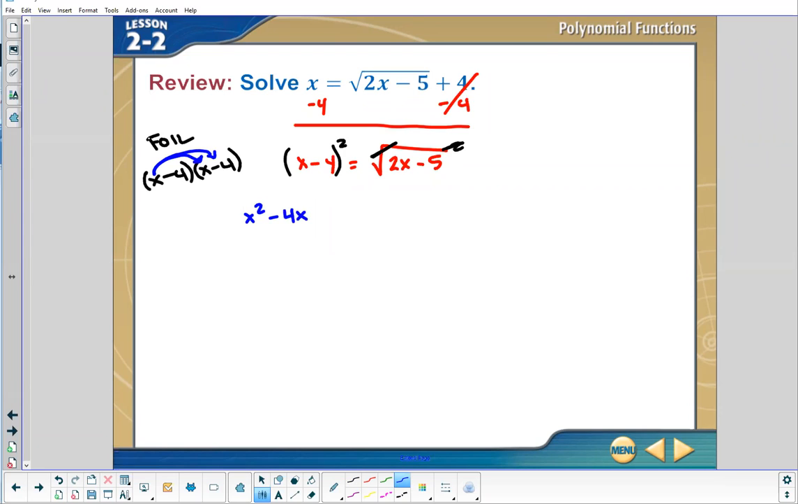And by the way, that was steps F and O. The F stands for first times first in the parentheses. O stands for the outside times the outside. What do you think the I stands for? Inside times the inside. Another negative 4x. And now the L stands for the last times the last. Negative 4 times negative 4. Two negatives make a positive. And 4 times 4 equals 16.